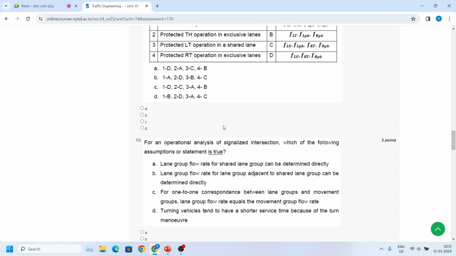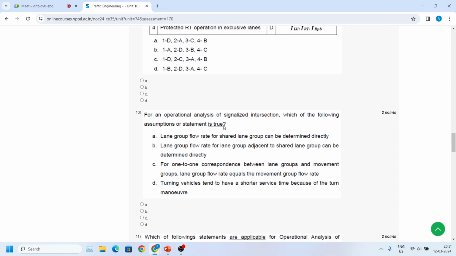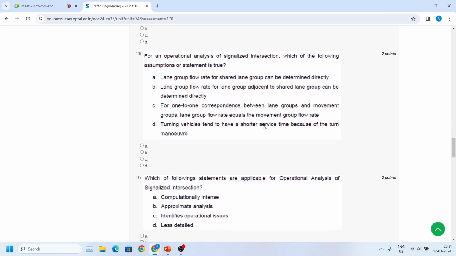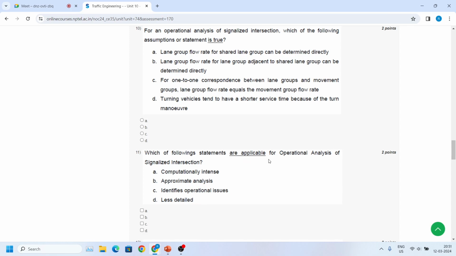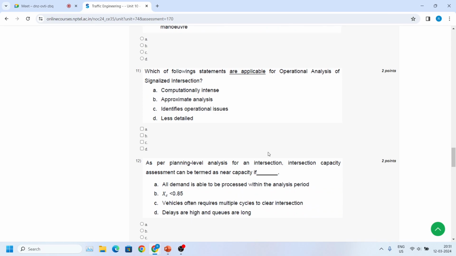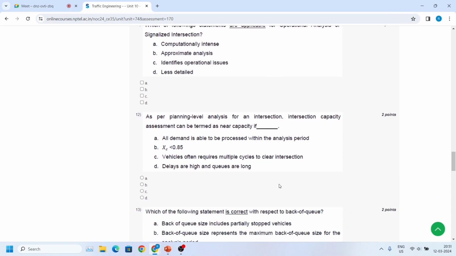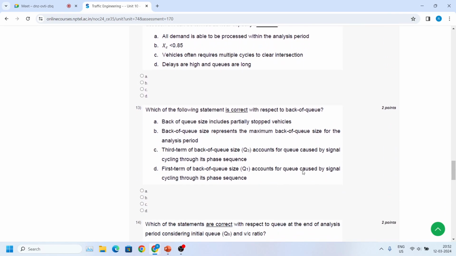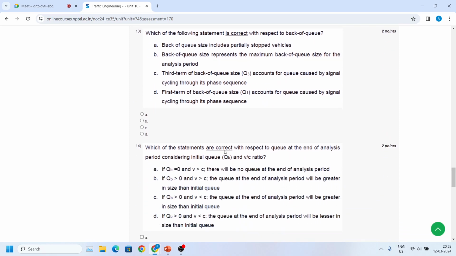Okay. So I think this is again directly from the slides itself, related to the gain groups and the movement groups. Next is, I think, also direct from the slides. Okay, this is also discussed. These are also discussed towards the end of operational analysis.